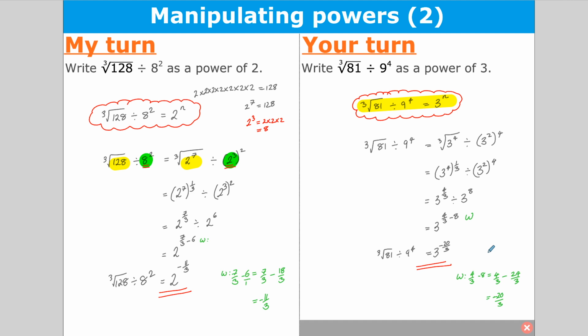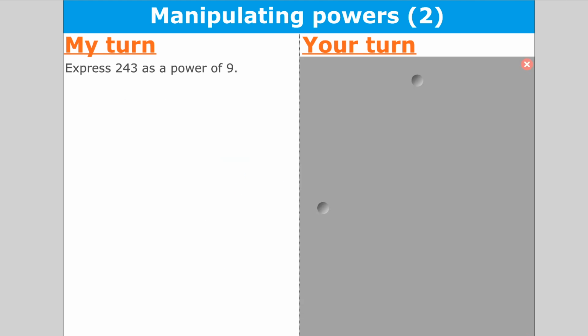Now, last question of the day. I think this one's the most tricky because it's hidden. The actual arithmetic's not hard, but spotting how to do it is hard. So one final bad boy for the day. Here we go. Ooh. It looks easy. Express 243 as a power of 9.